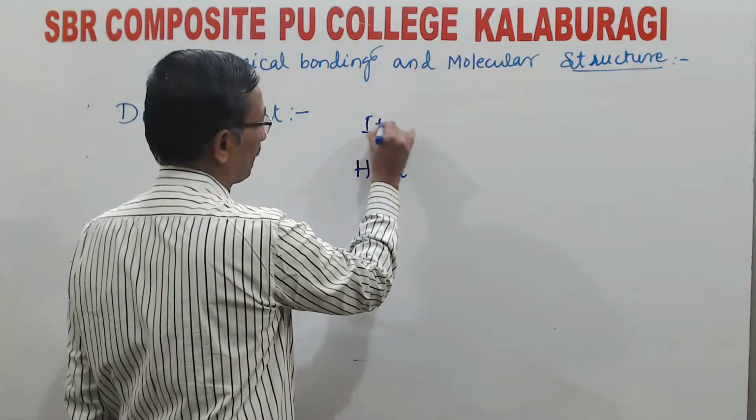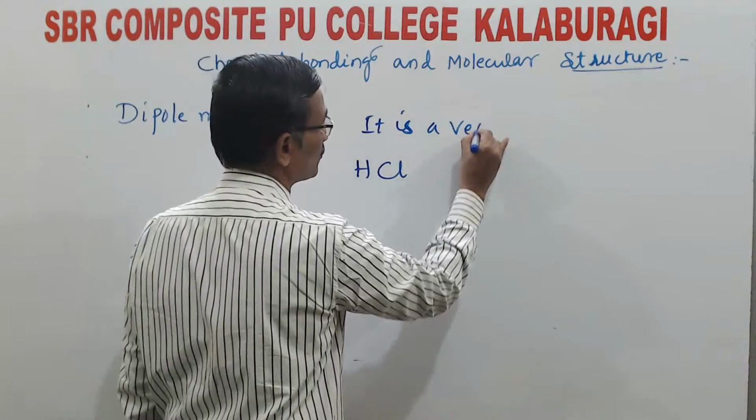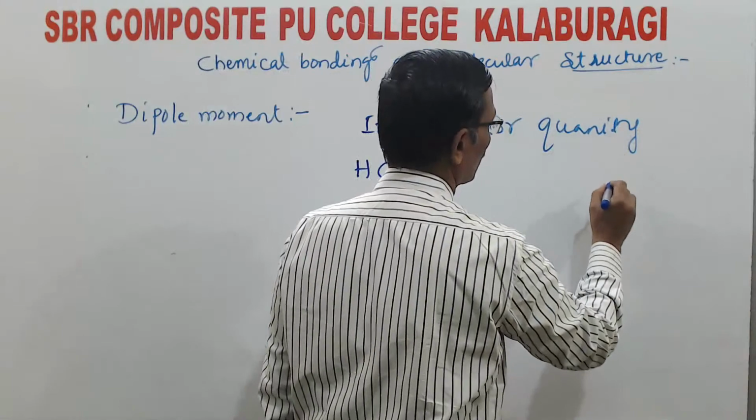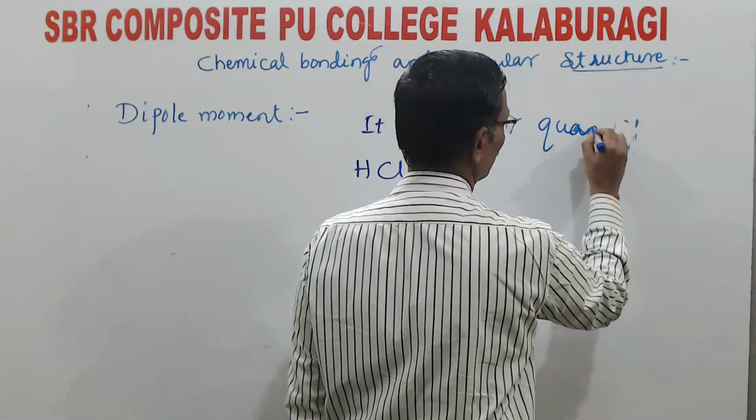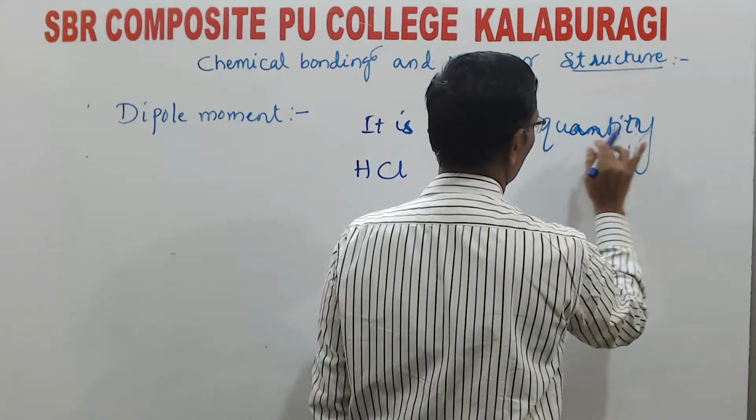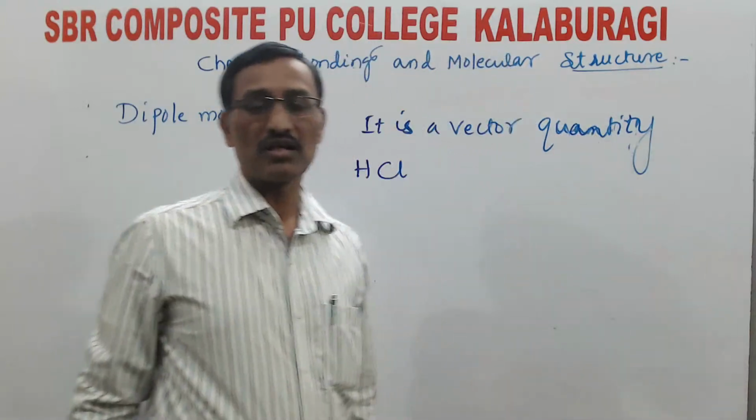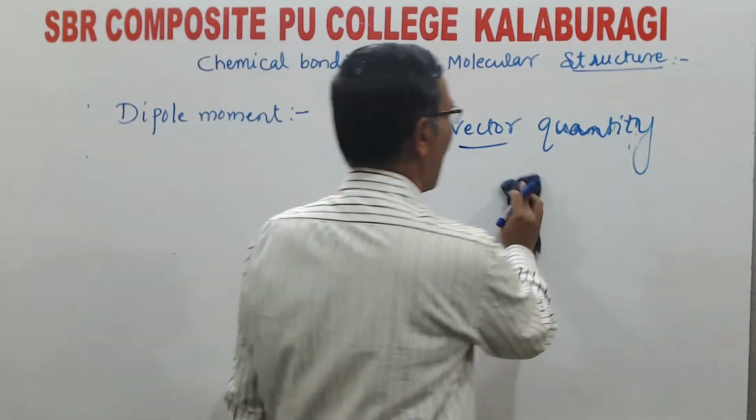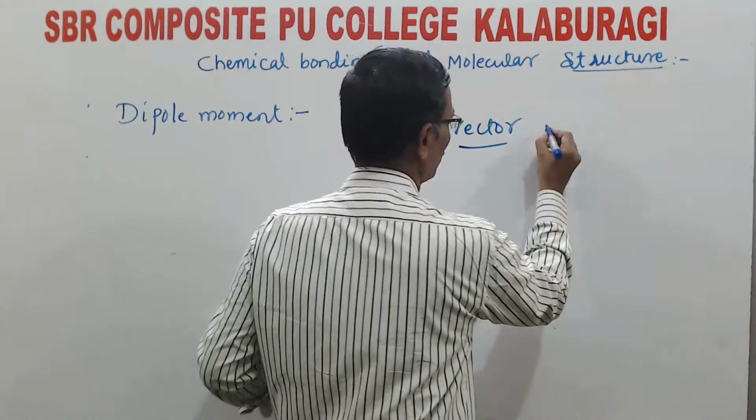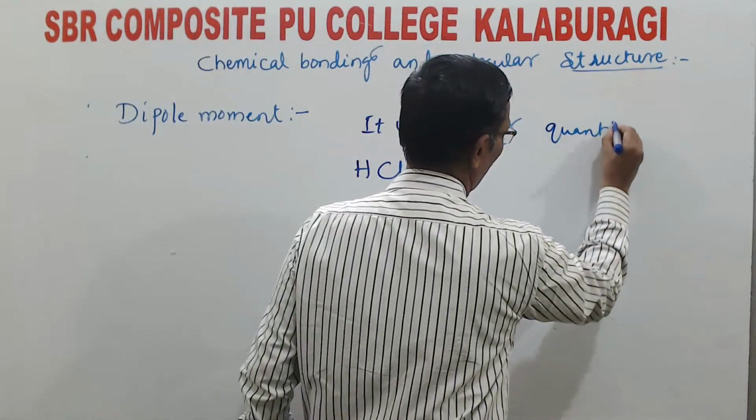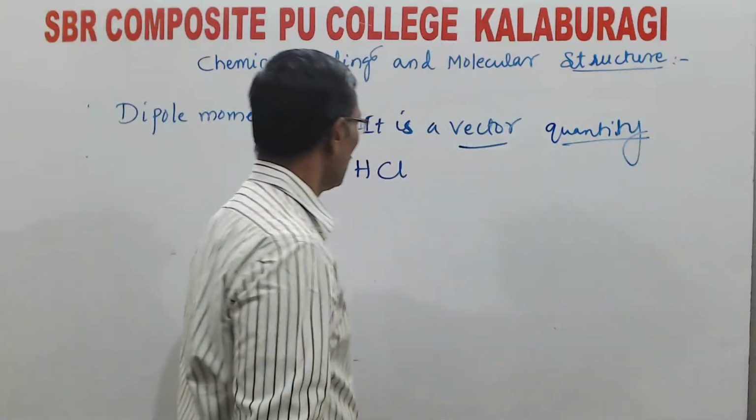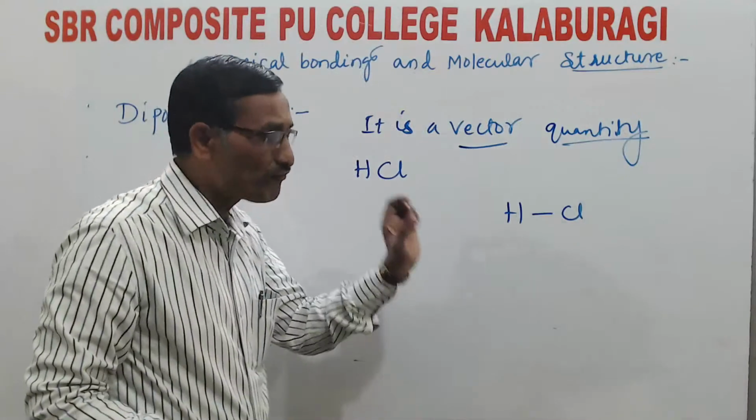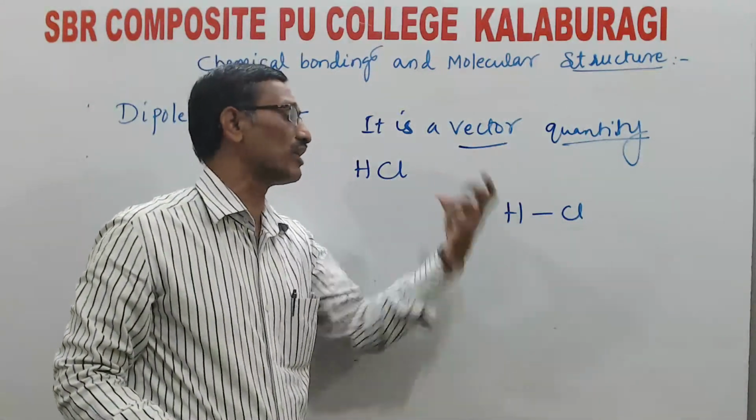Dipole moment is a vector quantity. First you have to remember it is a vector quantity, because it has magnitude as well as direction. Now, HCl. Okay.